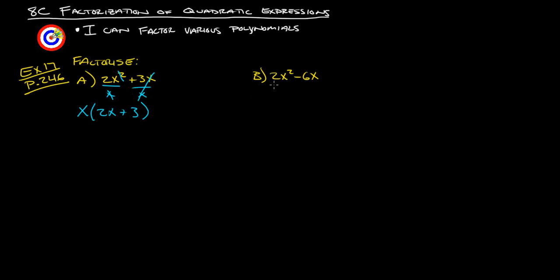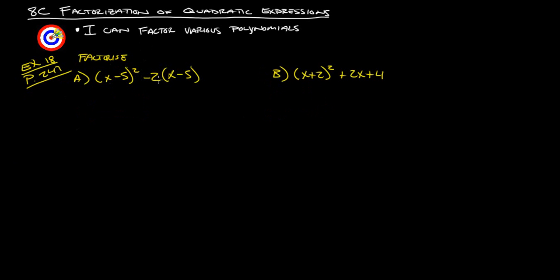For this one, these also both have an x in common, and also 2 and 6 both have a 2 in common, so you can factor a 2x out of both of these. When I divide 2x squared by 2x, the 2's reduce out and one of the x's reduces out, so we just end up with x. Then we have minus, and 6 and 2 reduces down to 3, and the x's reduce out. So you just get 2x times (x minus 3). All right, next set of examples.